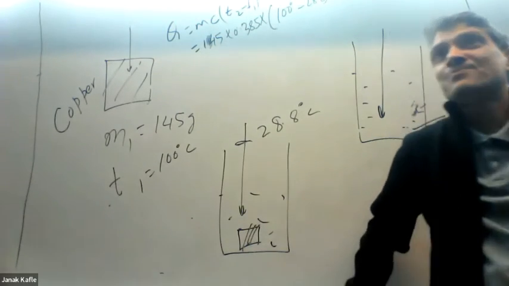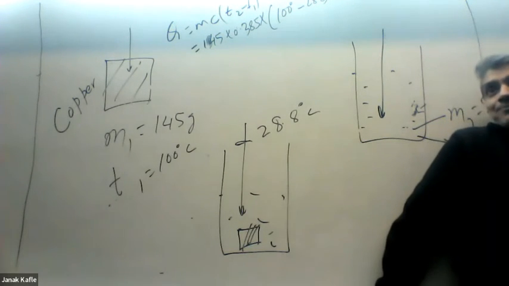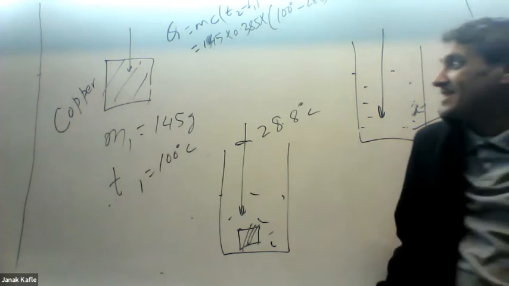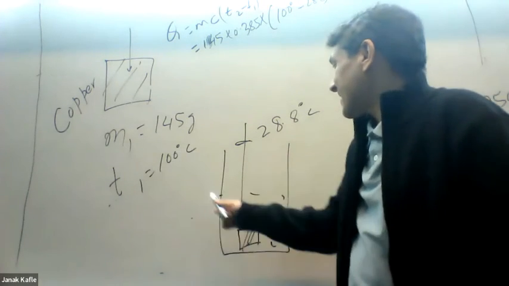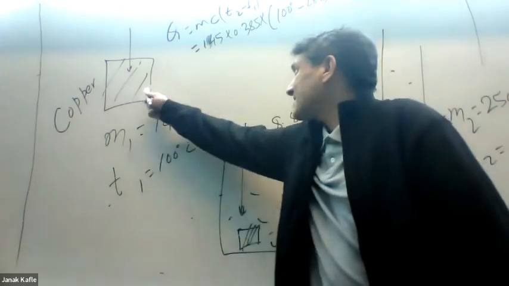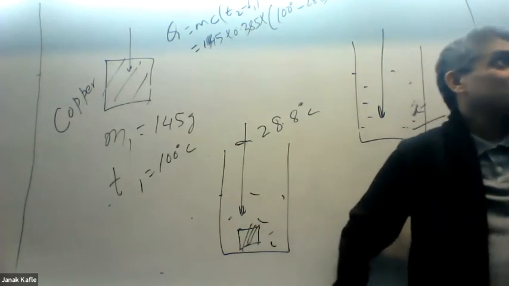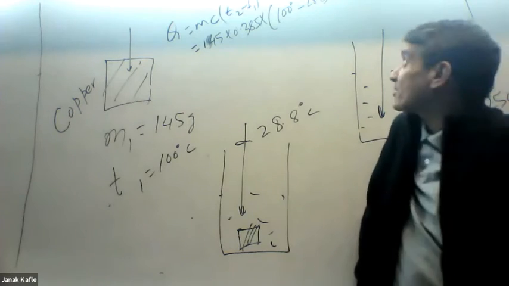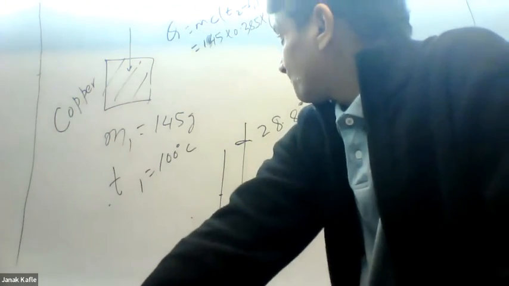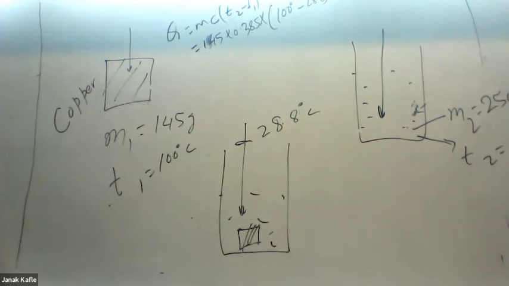Make sense? You got it? Yes? That is the amount of heat that copper piece lost, because at the beginning it has 100 degrees centigrade, and at the end it has 28.8. The whole system is at 28.8, meaning this guy is also 28.8, right? So that much heat that guy lost. So now you have that.